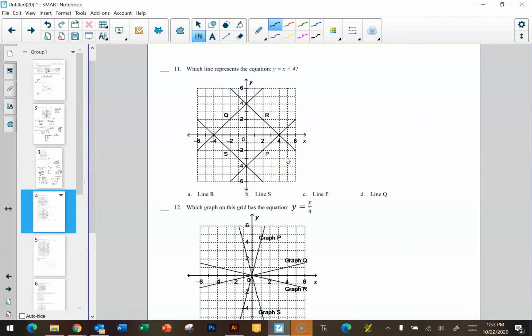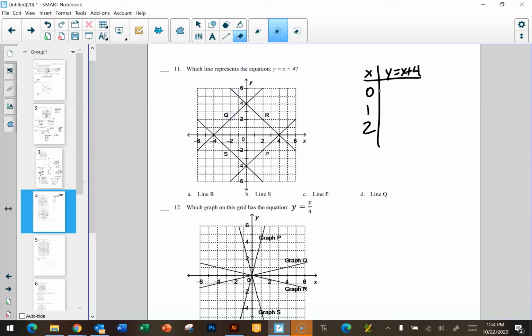Which line represents the equation y equals x plus 4? Okay, so this is another one where I would say that doing a table of values is probably quickest. So I've got an x, and I've got y equals x plus 4. Let's just make a couple points. By the way, picking 0, 1, 2 isn't something that I gleaned from the graph. I just randomly picked 0, 1, 2.